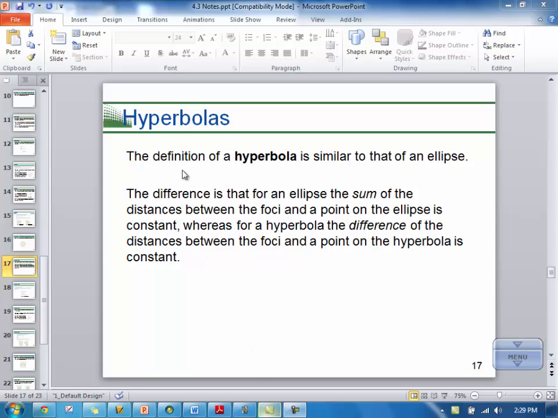Okay, so let's talk about hyperbolas next then. It's similar to an ellipse. The difference is that in an ellipse, the sum of the distances between the foci and a point on the ellipse is constant, whereas in a hyperbola the difference of the distances between the foci and a point is constant. So let's take a look at that.